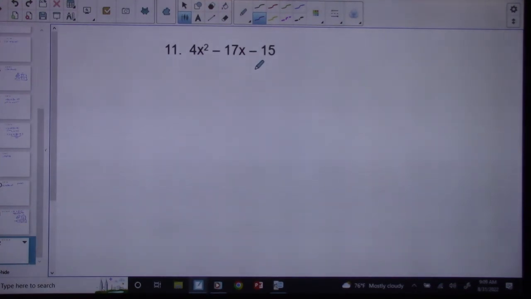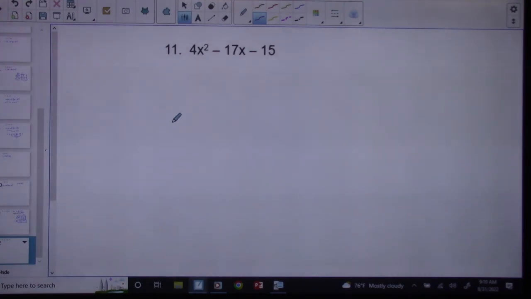What makes number 11 more complex? What makes number 11 more complex is this thing right here, because not only do you have to worry about the factoring that creates this negative 15, you have to worry about the factoring that creates that 4 as well. So that's the complexity. So in first period, did anybody work out number 11 yet? Any answer to that yet?